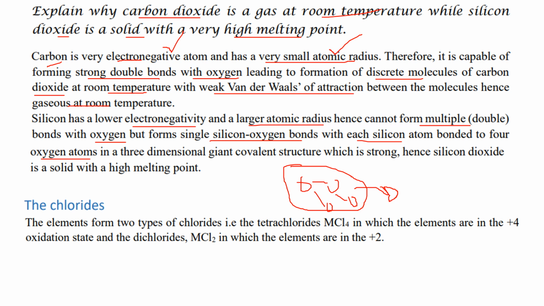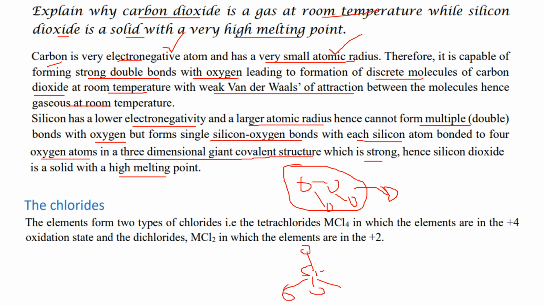And if each silicon atom is going to be bonded to 4 oxygen atoms, we form what we call a three-dimensional giant covalent structure. Such structures are strong, and therefore silicon dioxide exists as a solid with a very high melting point. Notice that each silicon atom is bonded to 4 oxygen atoms. That means it forms a tetrahedral shape, just like carbon in carbon tetrachloride.